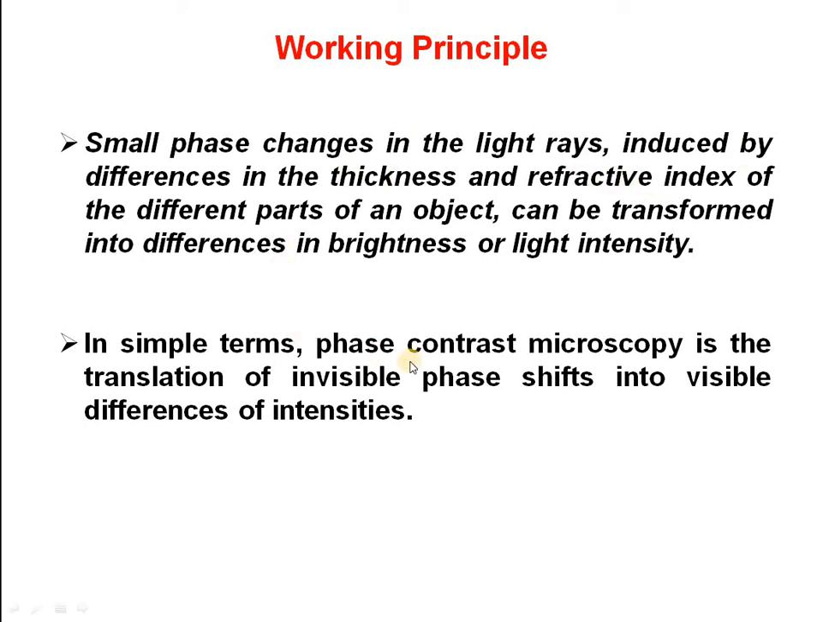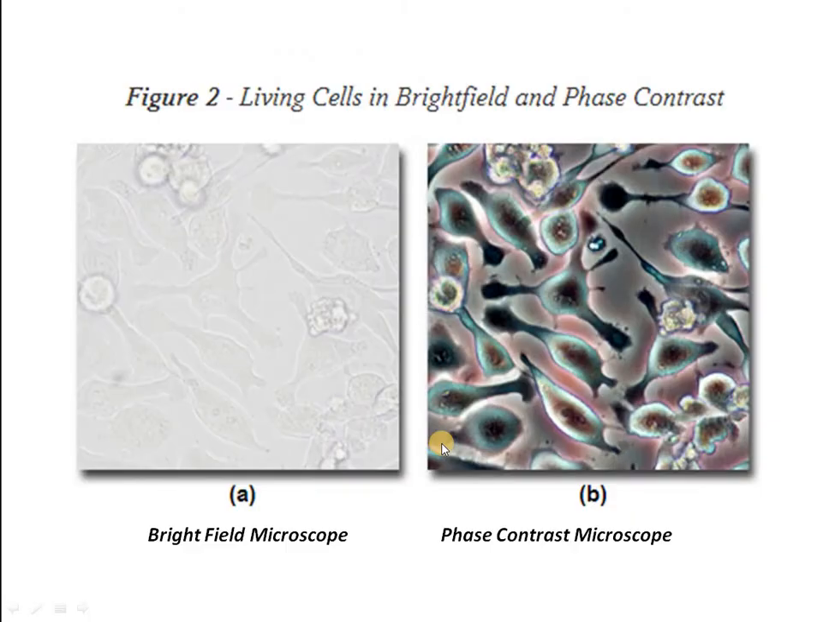So in simple terms, phase contrast microscopy is the translation of invisible phase shift into visible difference of intensities. So it helps in the visible difference of intensity. So you can see this picture. Here you can find a specimen visualized under a normal bright field microscope, and when it is seen under the phase contrast microscope, it creates an image with greater contrast so that it can be visualized properly. So this is the image of the phase contrast microscope.